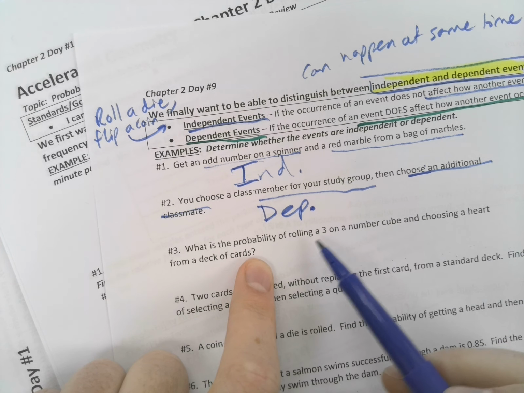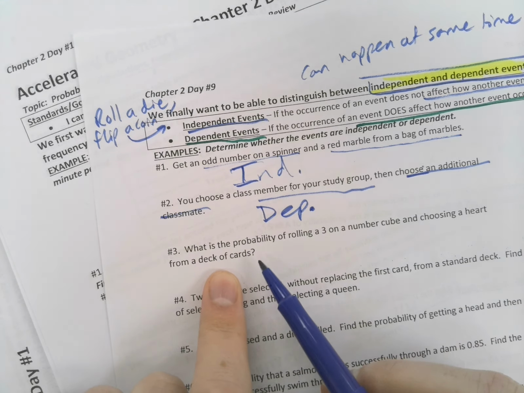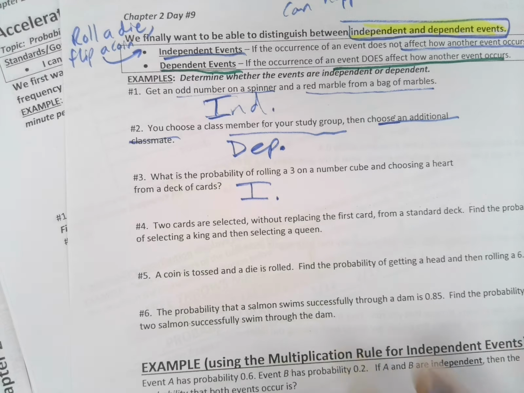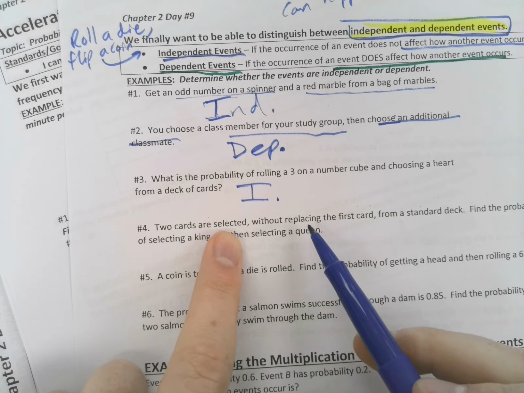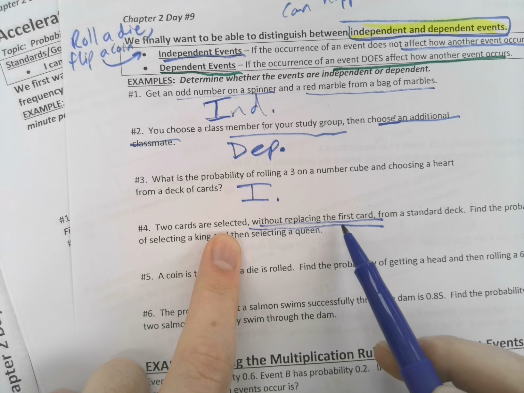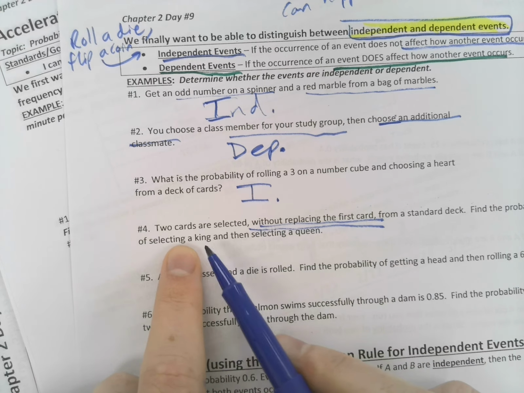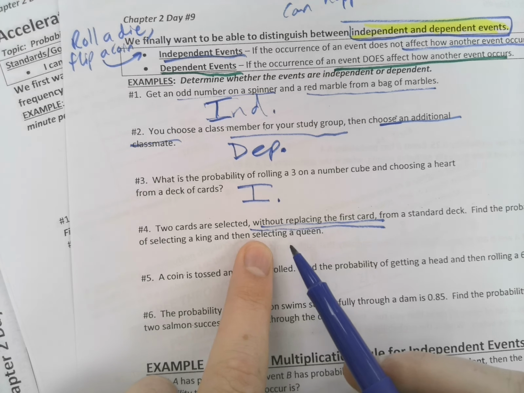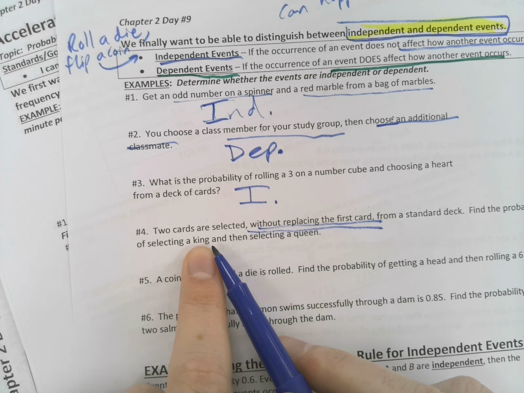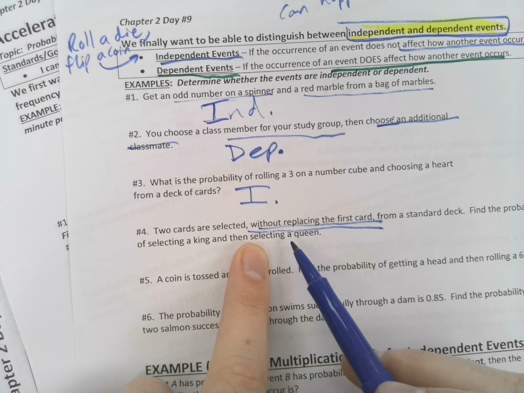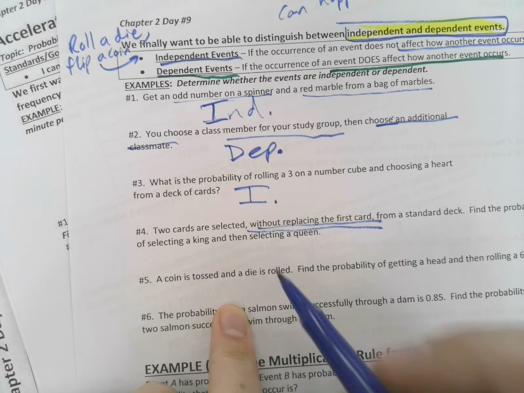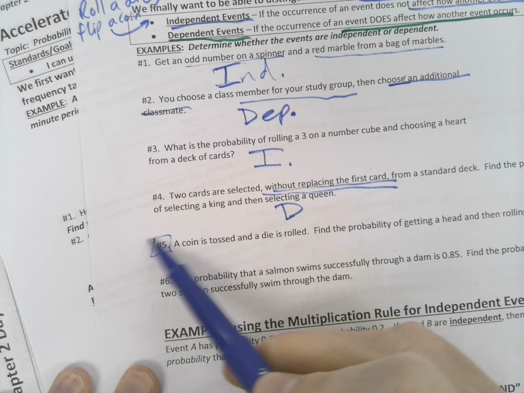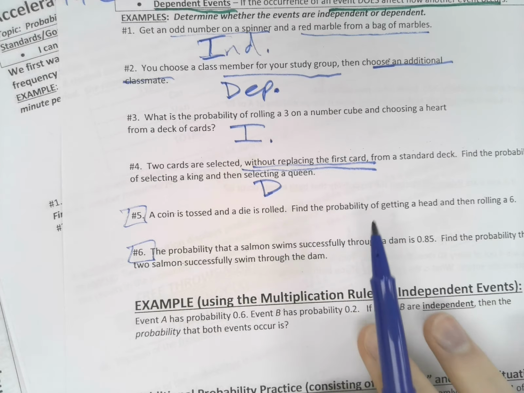How about we roll a 3 on a cube, or we choose a heart from a deck of cards? That's going to be independent. Number 4, 2 cards are selected without replacing the first card. Find the probability of selecting a king and then selecting a queen. Well, if you select a card that's not a queen with your first card drawn, then you have better odds of getting a queen now that there are fewer cards in the deck. That is 100% dependent. I'm going to let you guys try 5 and 6 real quick.